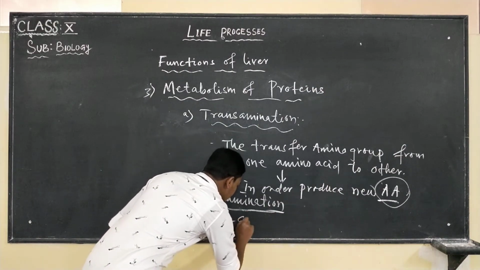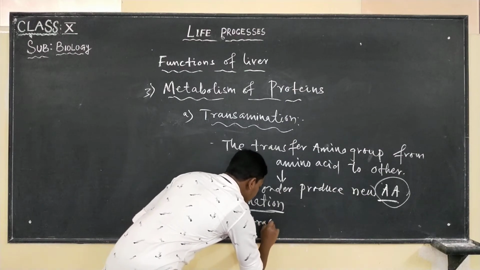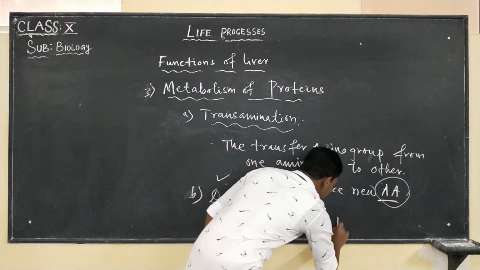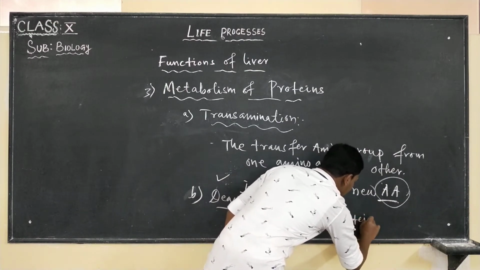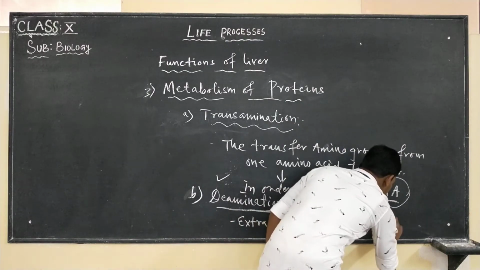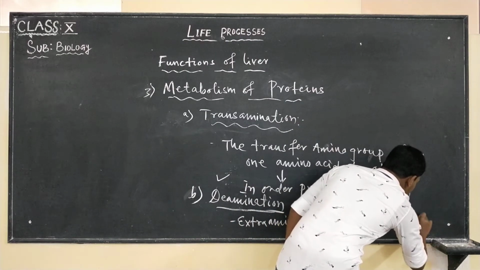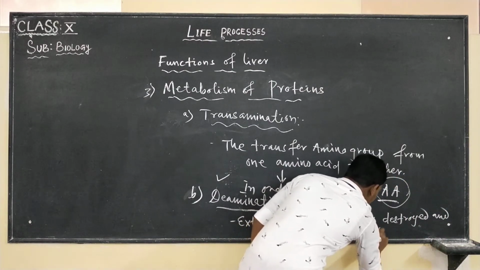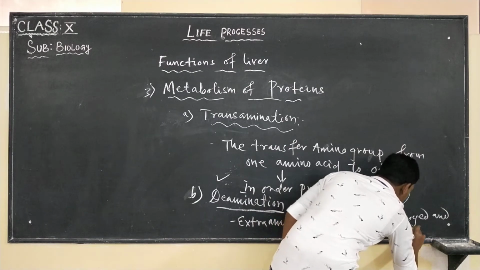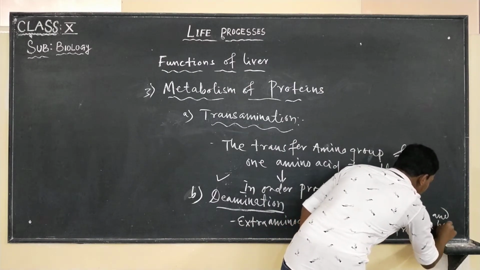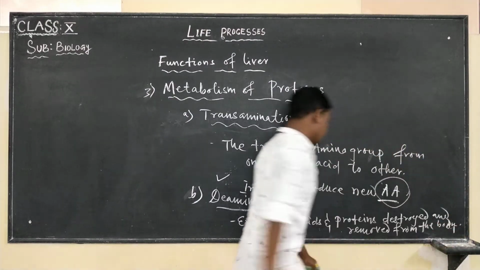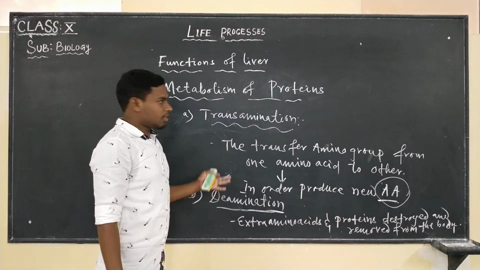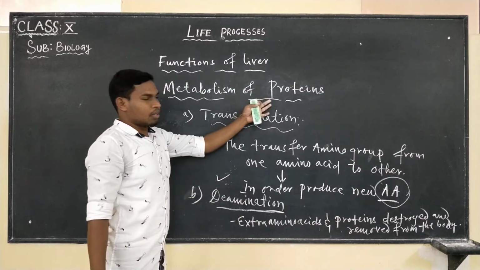So here, extra amino acids and proteins destroyed and removed from the body is known as deamination. So these are the two processes that take place in the metabolism of proteins.